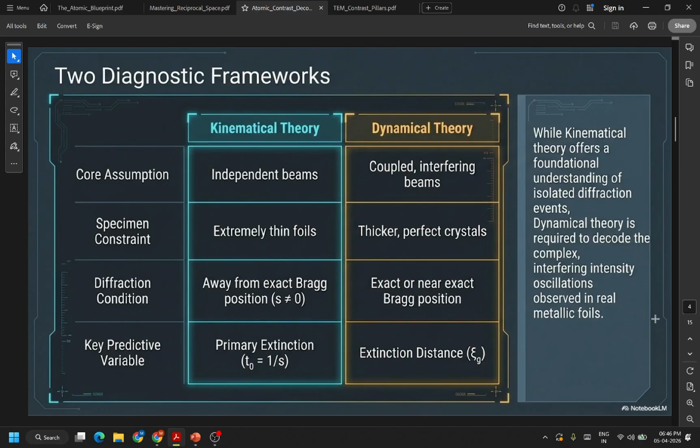In kinematical theory we are looking at primary extinction, that is t0 equals 1 by s, and in dynamical theory we are looking at the extinction distance epsilon g. While kinematical theory offers a foundational understanding of isolated diffraction events, dynamical theory is required to decode the complex interfering intensity oscillations that are observed in real samples.